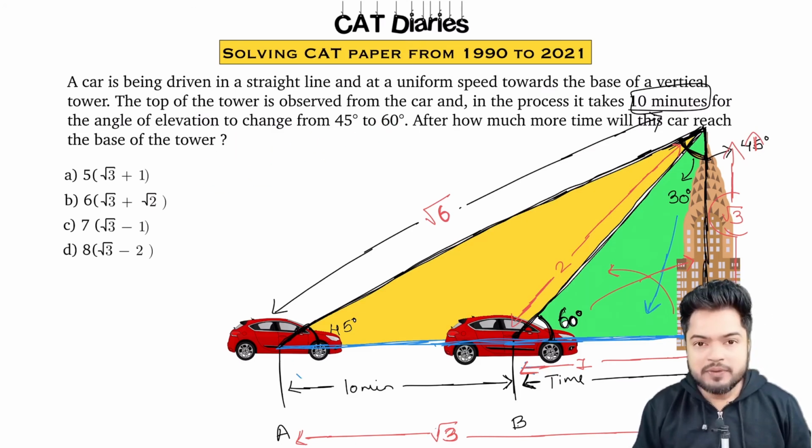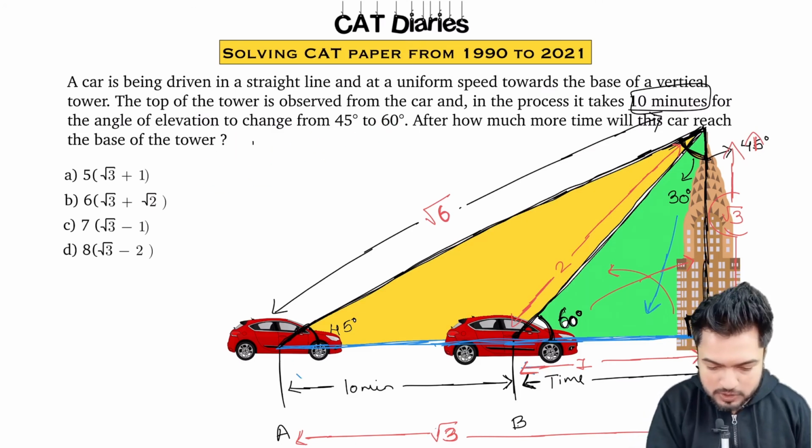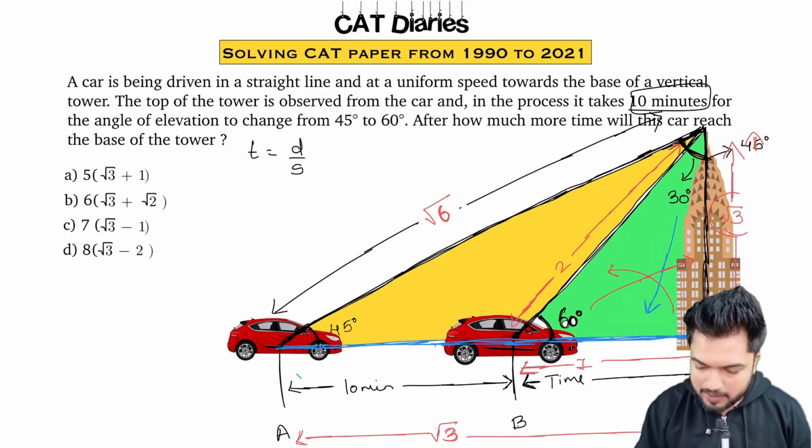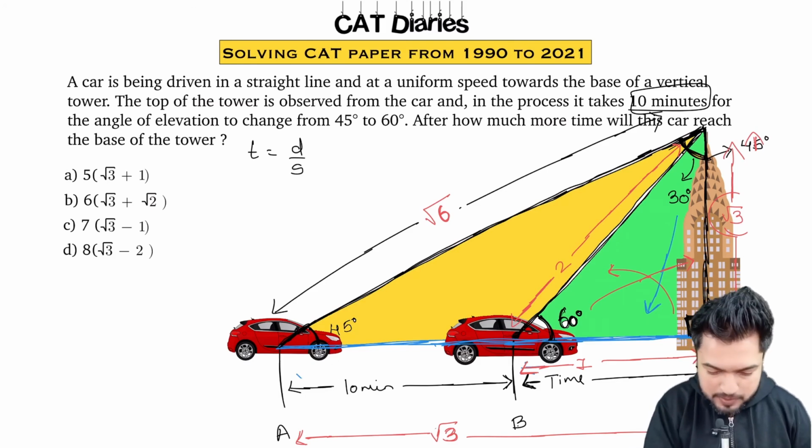Now I'm being given the time. So I know the formula. Time is equal to distance upon speed. Even when you are not done with time, distance and speed, you know this basic formula. You have learned this in school. So time taken to travel this much distance is what? 10 minutes. So I'll write it. Time is equal to 10 minutes.